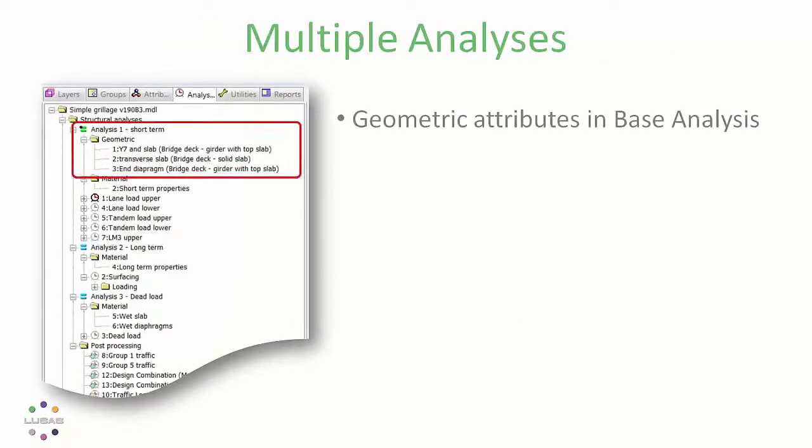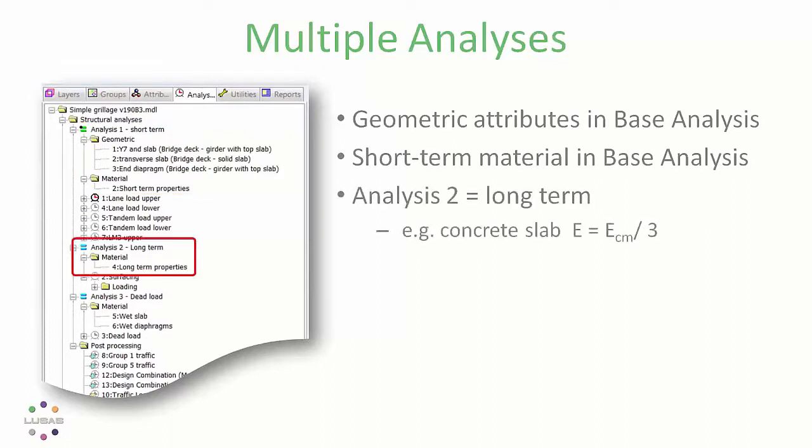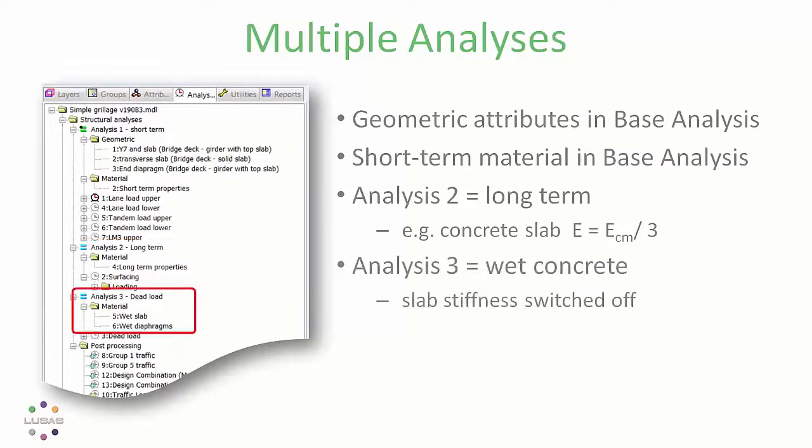You can use these in terms of a multiple analysis. And in terms of a multiple analysis, again, you're setting up the different criteria for the analysis. So you can have short-term. Those short-term material properties are based on the basic elastic modulus of the materials. Long-term, you might take the basic elastic modulus and divide by 3. And this is to take into account the creep effects. And you can have the wet concrete case. And the wet concrete case is where the slab stiffness is essentially switched off. So the wet concrete mass will be applied to the girder only.